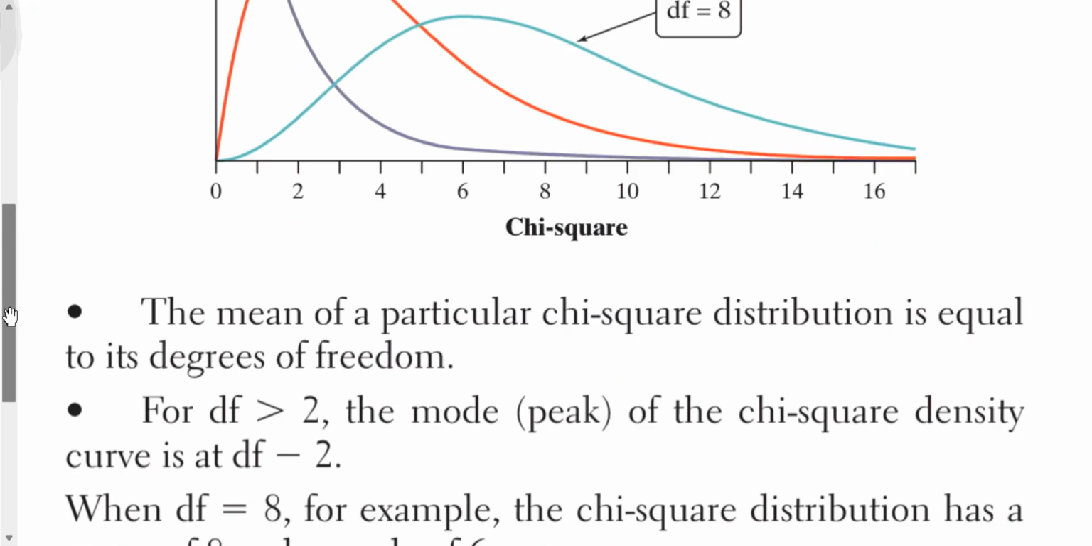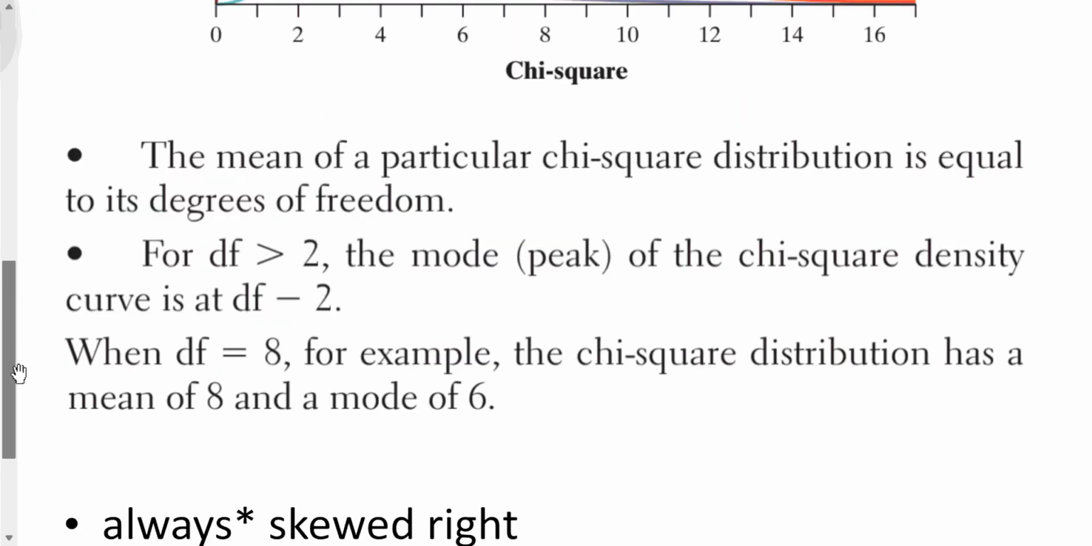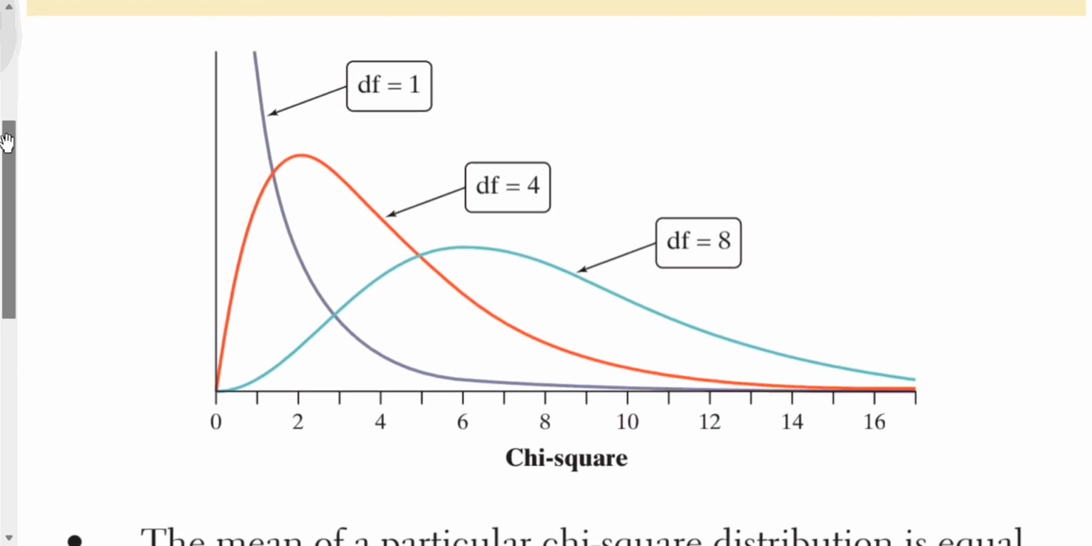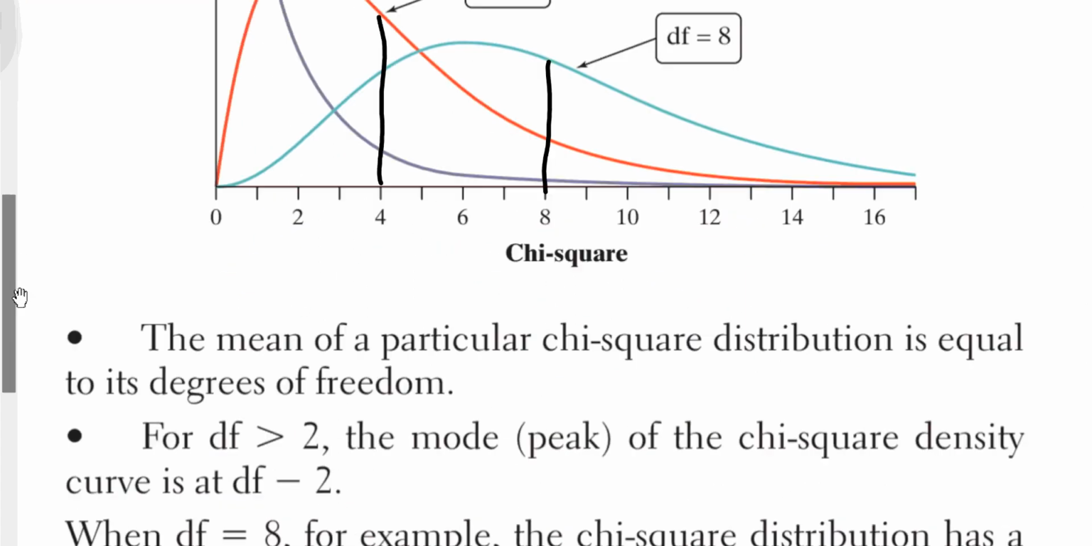A couple notes about chi-square. The mean of a particular chi-square distribution is equal to its degrees of freedom. That's where that middle is going to be. So when we have degrees of freedom of 4, that's where the mean ends up being. Degrees of freedom of 8, that's where that mean ends up being. Okay?